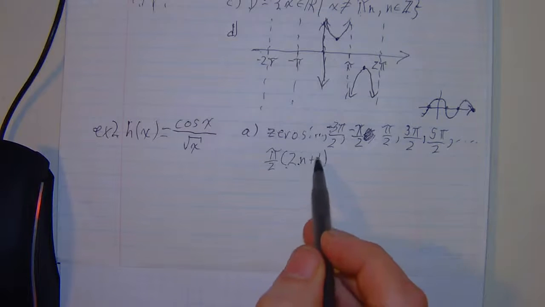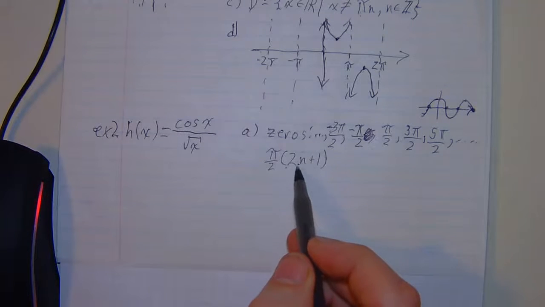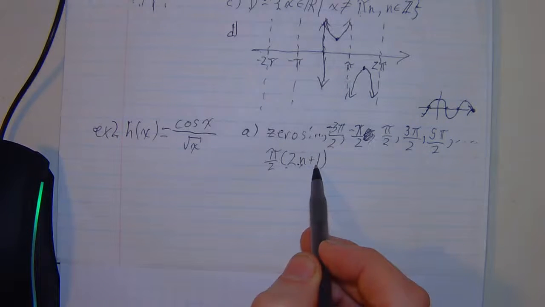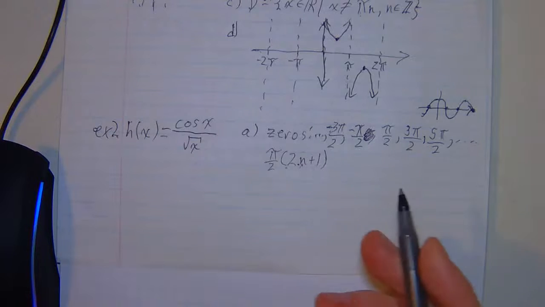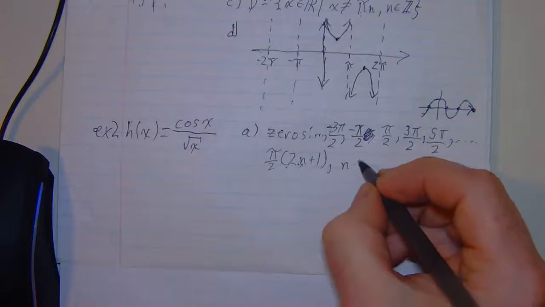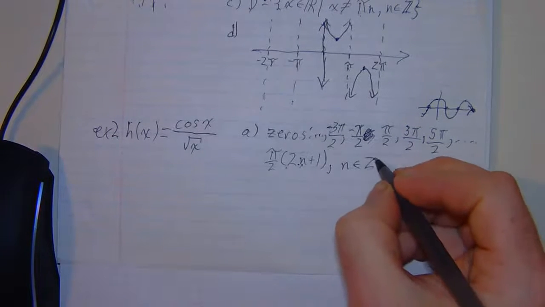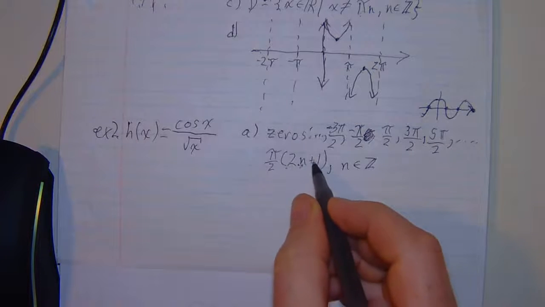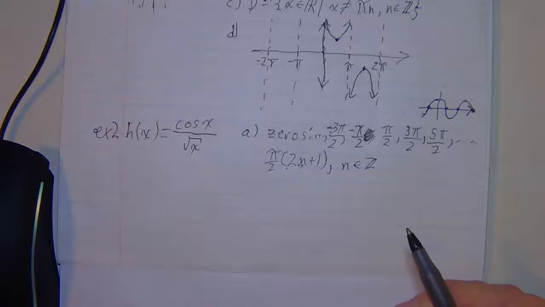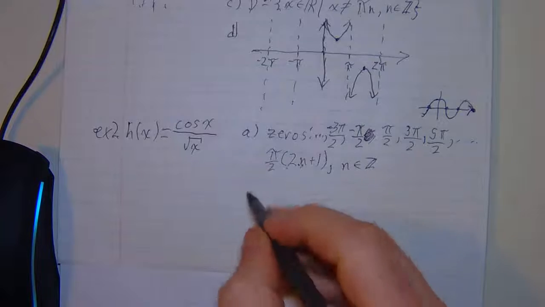So for any whole number n, this is going to give me an odd number, and the same thing in the negative direction. If I put -1 here, 2 times -1 is -2, plus 1 is -1, and then I can keep going. So as long as n is an integer, this is going to give me an odd integer, and then I can multiply it by pi by 2. So that's where all of our zeros are.